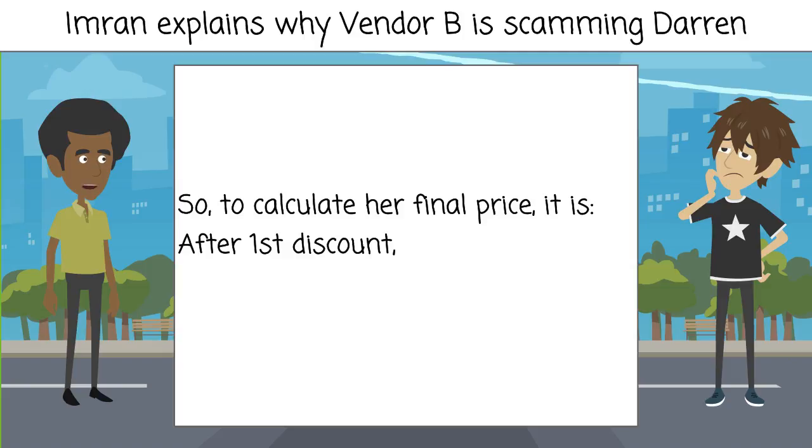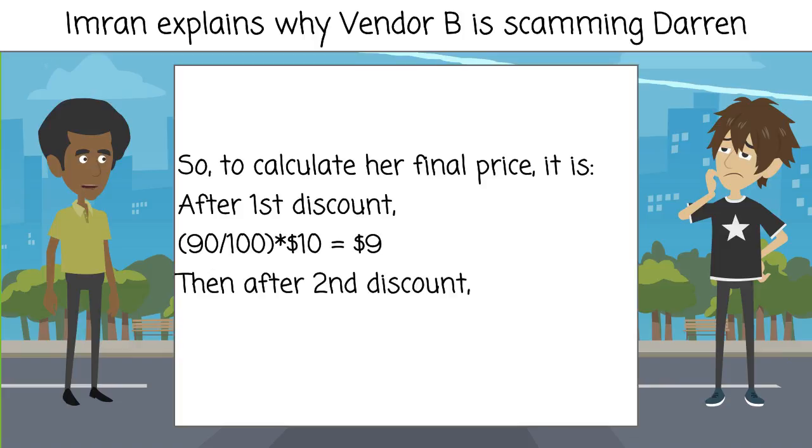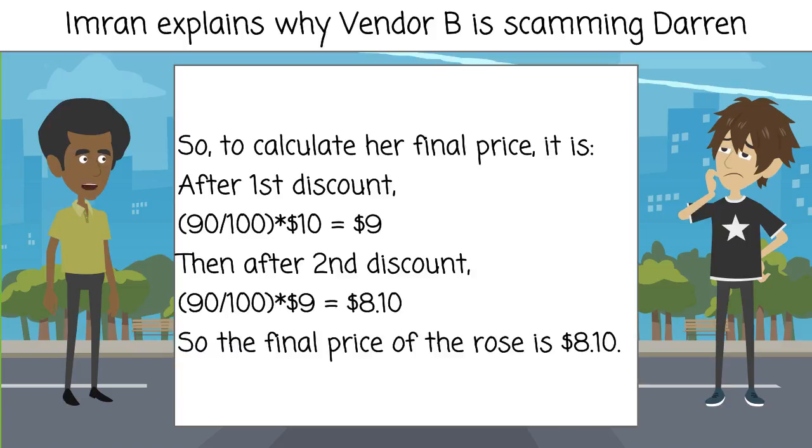First, we calculate the price of the rose after the first discount. Take 10% off the $10 price, that would make the rose $9. Then we calculate the price of the rose after the second discount. We can calculate this by taking 10% off the discounted price of $9. So the final price of the rose sold by vendor B is $8.10.